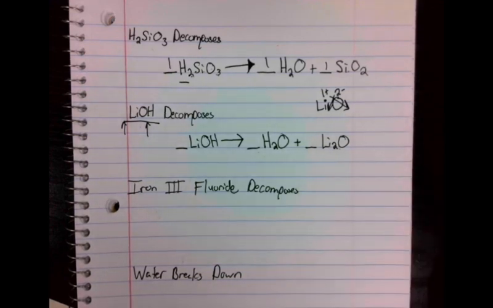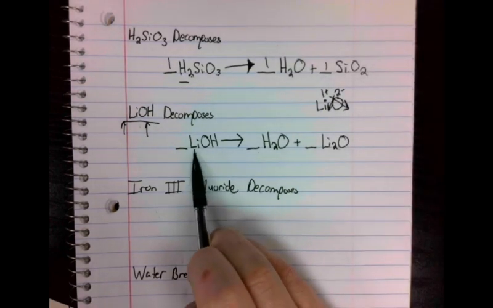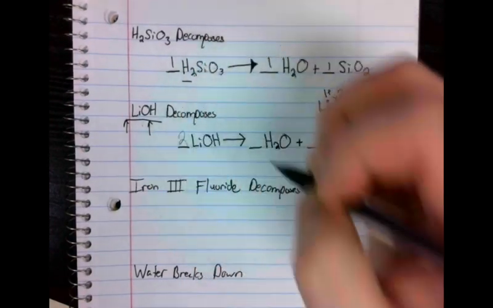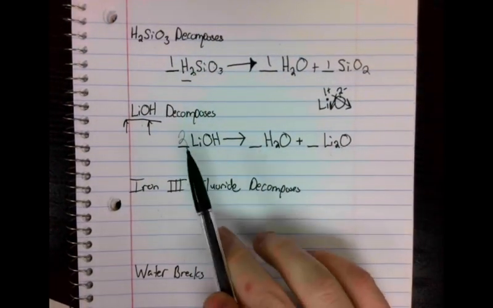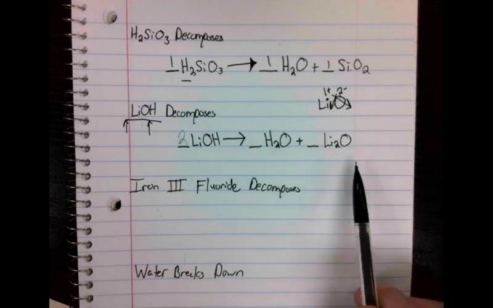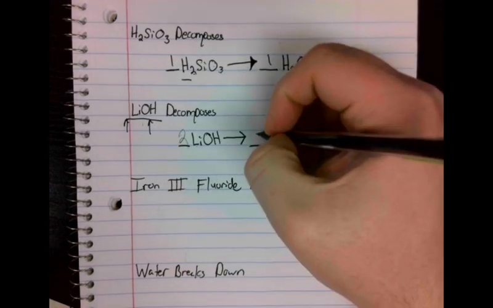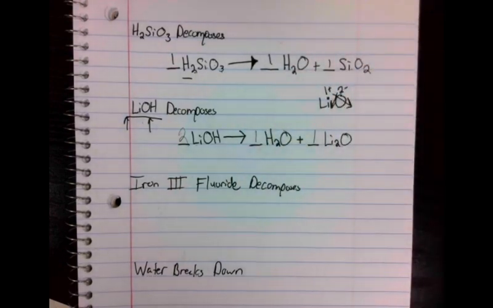Now, in this one, we do actually have to do some balancing, but it's pretty easy balancing. I have 1 Li. I have 2 Li's. So let me put a 2 there. I have 2 O's. I have 2 O's. I have 2 H's. I have 2 H's. So we are balanced. So just a little bit more work.